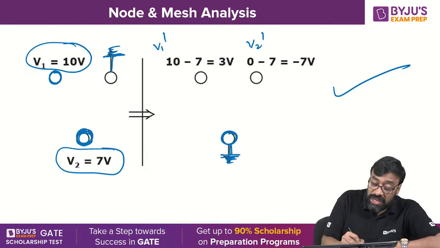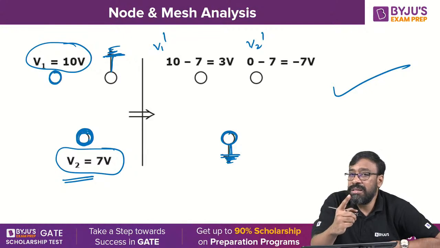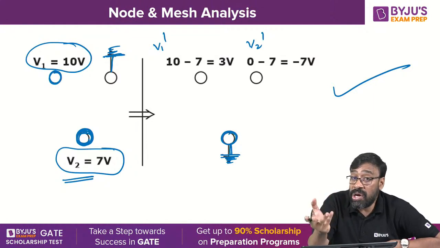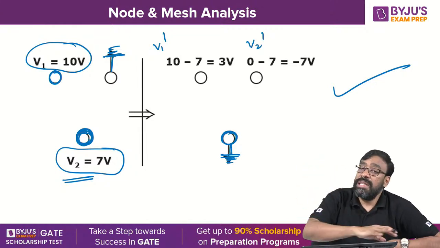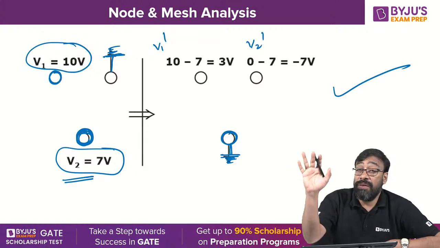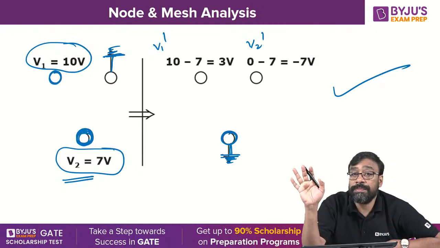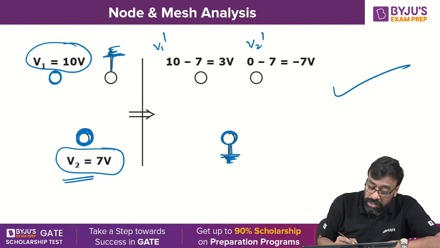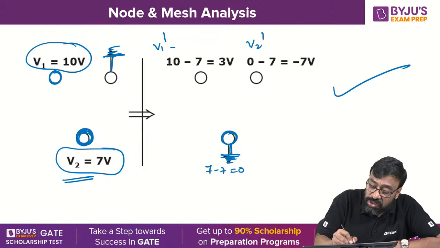If I want to convert this particular node into reference node, I must reduce the voltage by 7. If one particular node voltage is reduced by 7, then every node voltage will be reduced by the 7 or not. That is a concept in the networks, node analysis. You have n number of nodes. If one particular node voltage is increased by 10 volts, then every node voltage will be increased by the 10 volts. If one particular node voltage is reduced by 7 volts, then every node voltage is reduced by the 7 volts. You understand, all of you? So if I do 7 minus 7, then every node voltage is also reduced by the 7.